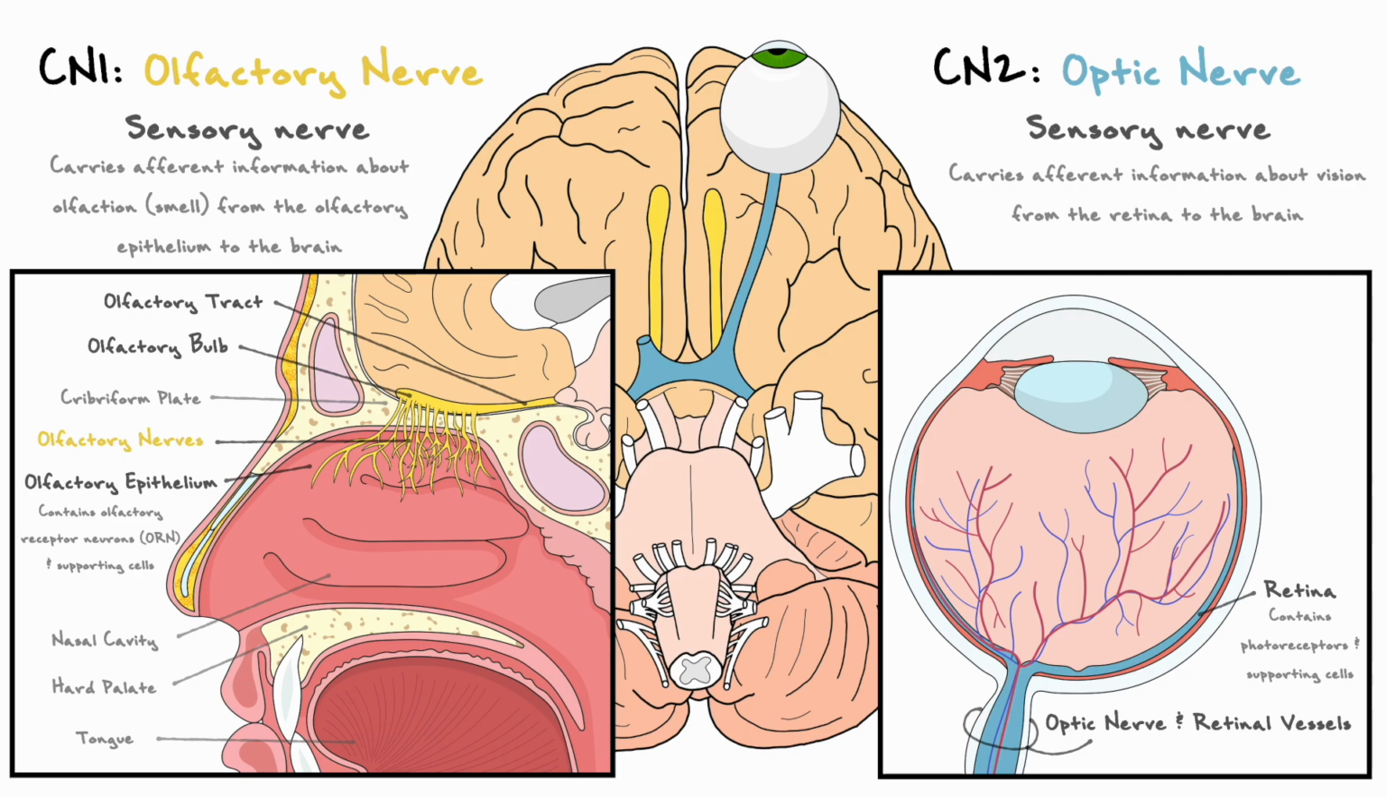Obviously, the broader context behind these cranial nerves and some additional information about these diagrams will be explained in more detail in their respective videos when we cover sensory systems. But for now, this should suffice for us to understand their roles. Very simply, the olfactory nerves carry sensory information for the sense of smell, and the optic nerve carries sensory information for the sense of vision.